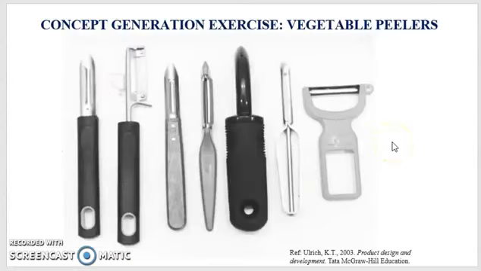So far we have completed the concept generation activity for a nailer gun. Now we use the same approach of concept generation for developing the concept of a new vegetable peeler to be launched into the market. This image shows some of the vegetable peelers already available in the market.